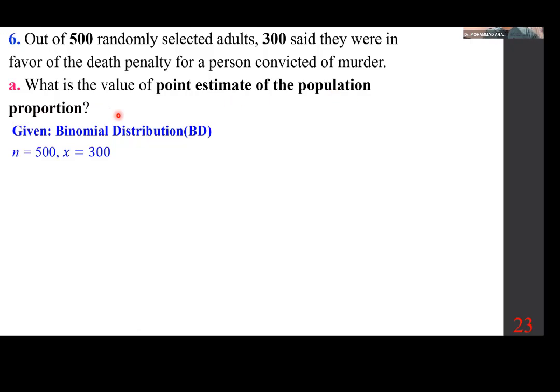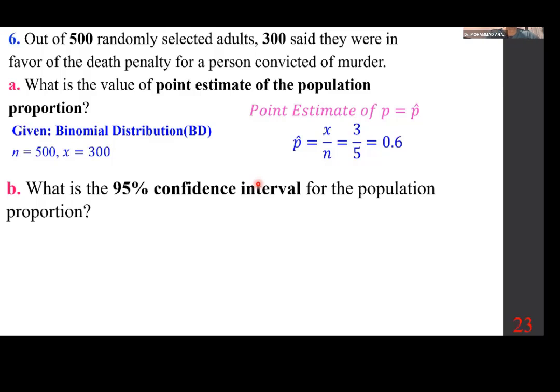What is the point estimate of the population proportion? Population proportion is P. The point estimate for it is P hat, X over N. It's always P hat. P hat has the formula X over N. And again, when you are writing the given, it makes it easy to follow and plug in. So we got the point estimate to be 0.6 or 60%. We are interested in finding the 95% confidence interval for this case.